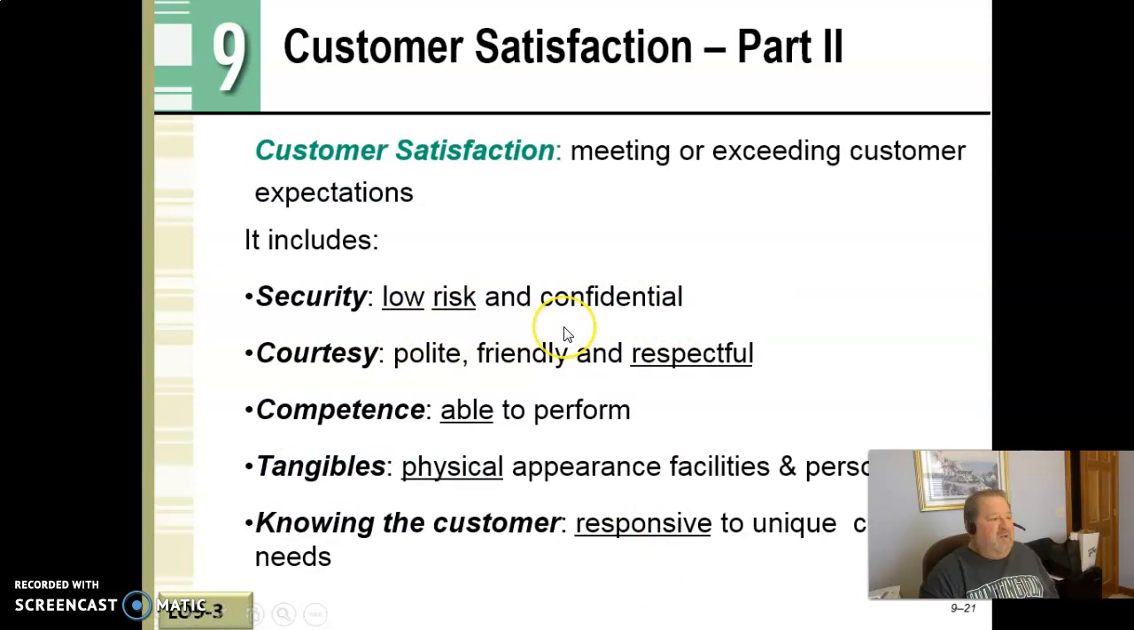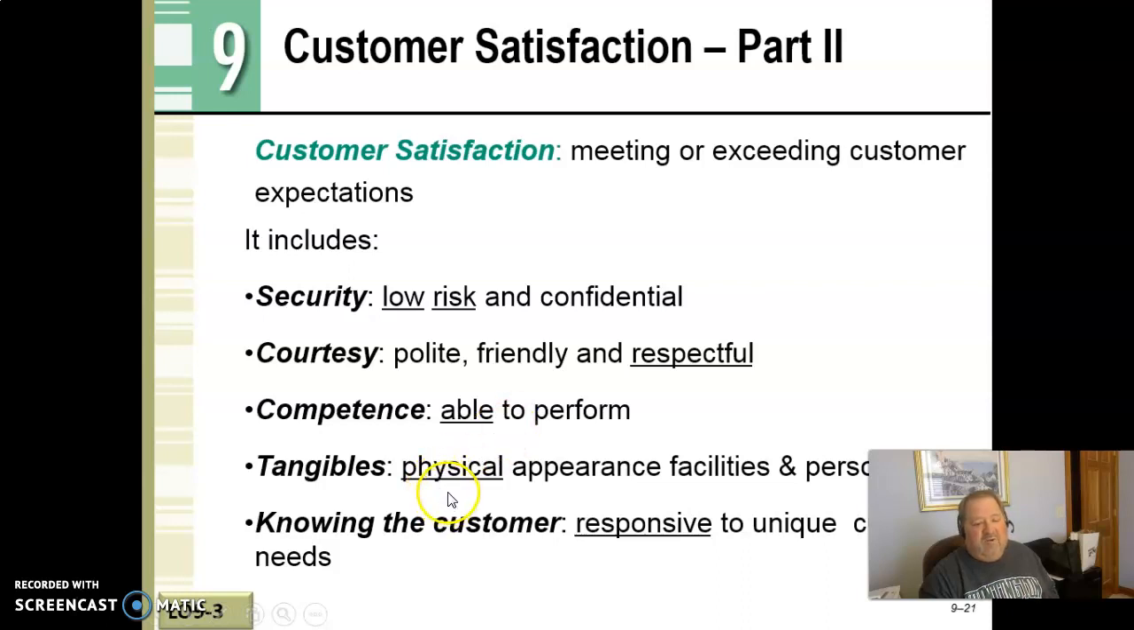Security, making sure that you take care of customers' confidential information. That could be technological. It could also just be paperwork. When I was in the banking industry, it meant not gossiping about customers, but keeping their financial information confidential. Courtesy, respect is a big deal. Competence, just being able to meet their needs.